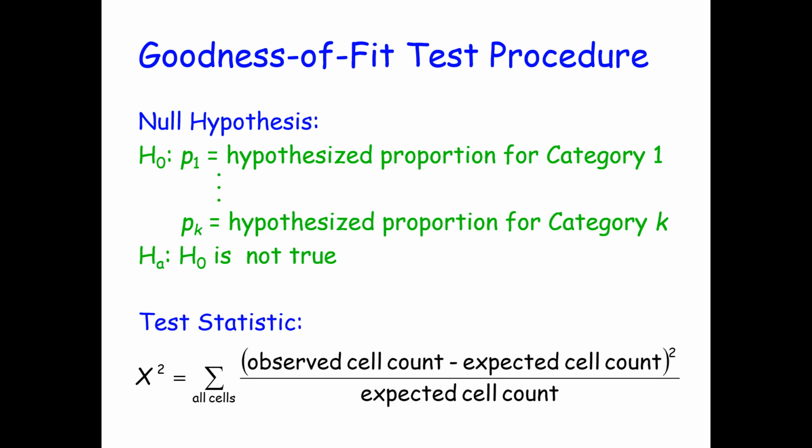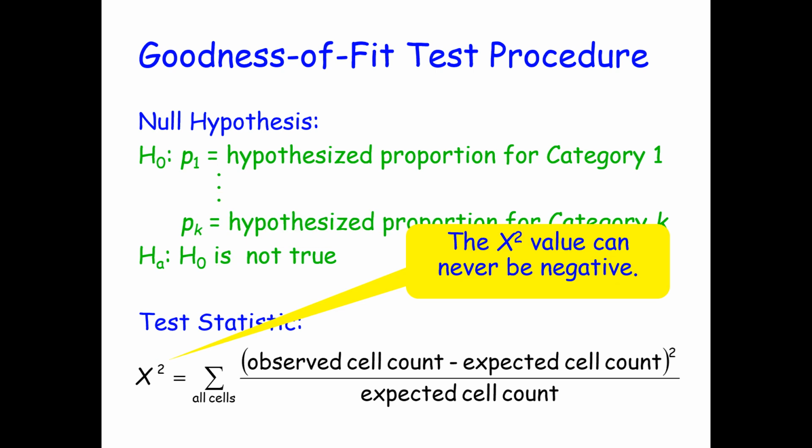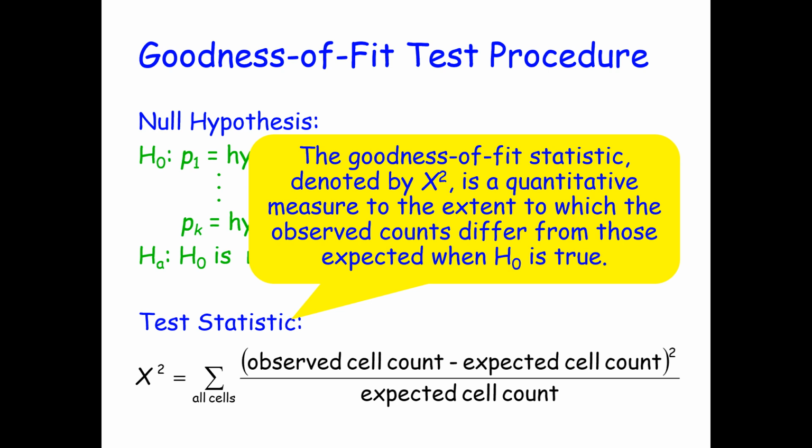The test statistic is x squared, and it's going to be the sum of the observed cell count minus the expected cell count quantity squared divided by the expected cell count. X squared is actually read as chi squared. The x squared value can never be negative. The goodness of fit statistic, denoted by x squared or chi squared, is a quantitative measure of the extent to which the observed counts differ from those expected when our null hypothesis is true.